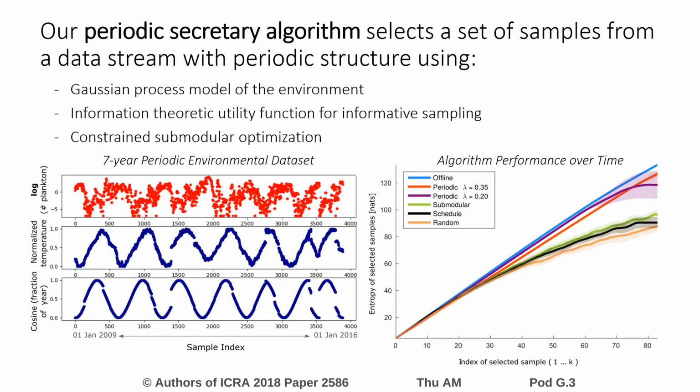We demonstrate the performance of our periodic secretary algorithm on a 7-year environmental dataset collected at the Martha's Vineyard Coastal Observatory on Cape Cod, shown on the left. If we use our proposed periodic secretary algorithm to choose a set of samples irrevocably from this data stream, we show that our approach stays very close to an offline upper bound, while other state-of-the-art irrevocable sampling algorithms underperform.